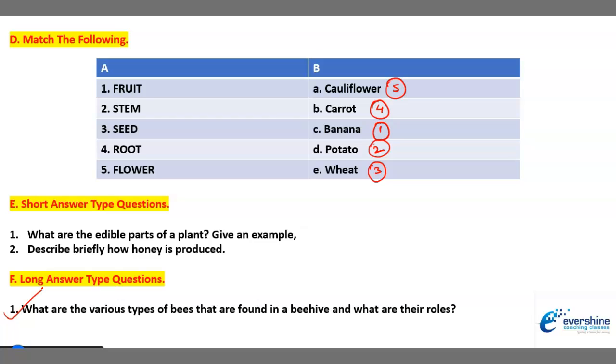Next, queen bee. What is the role of the queen bee? It lays eggs and does not contribute in nectar collection. Next, male bees. What do male bees do? They fertilize the queen bee. So what is the function of the male bee? They fertilize the queen bee.